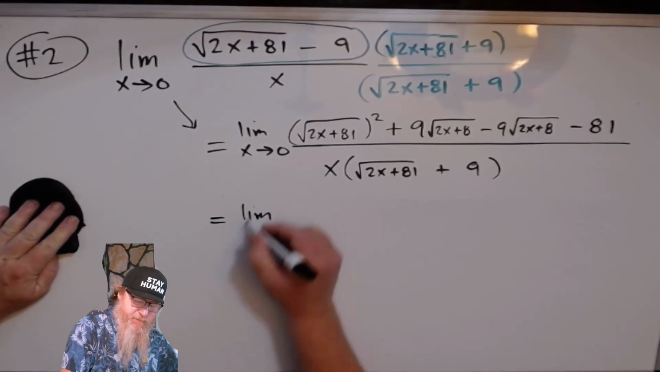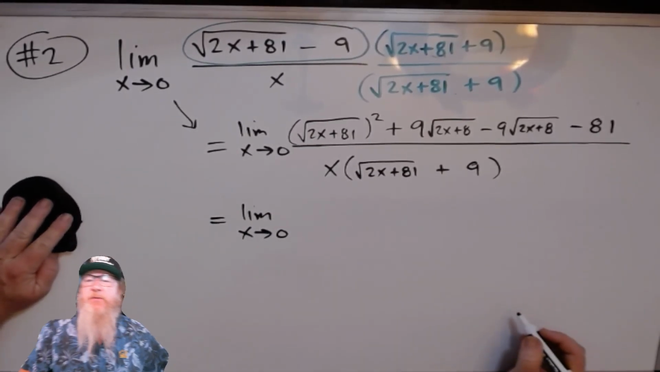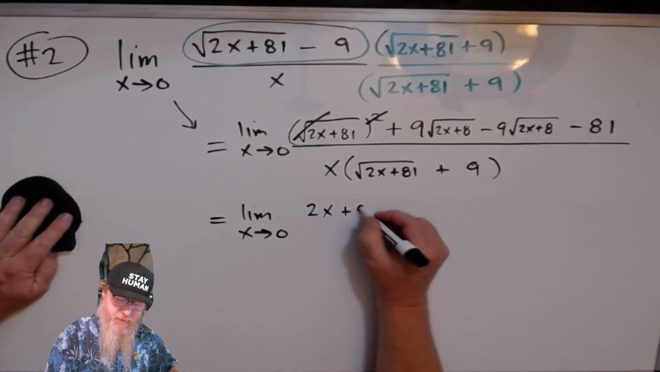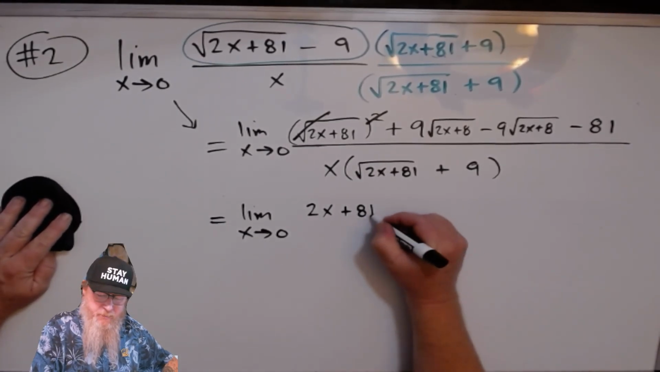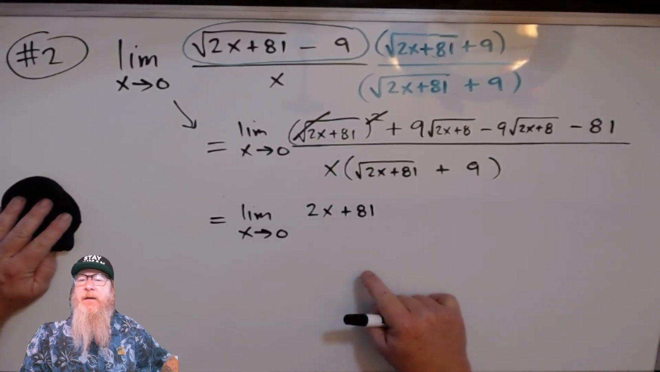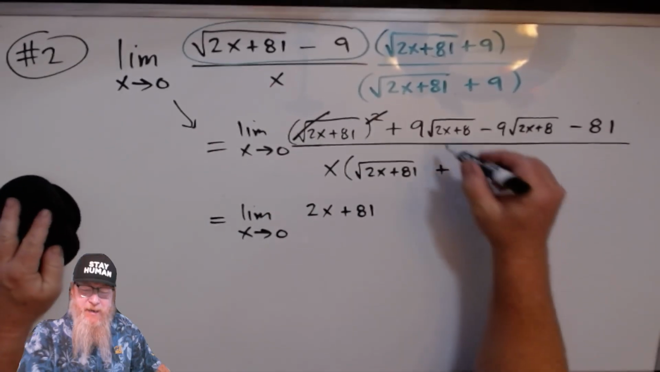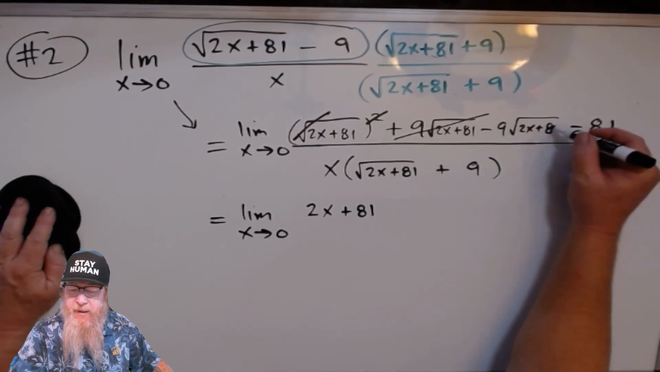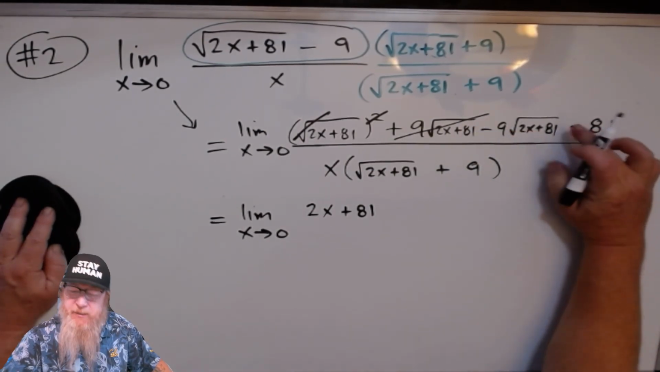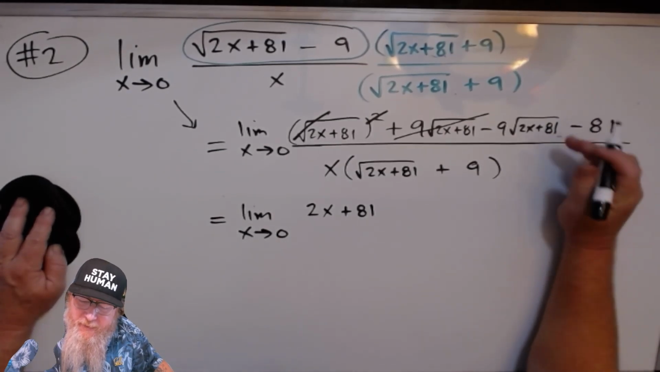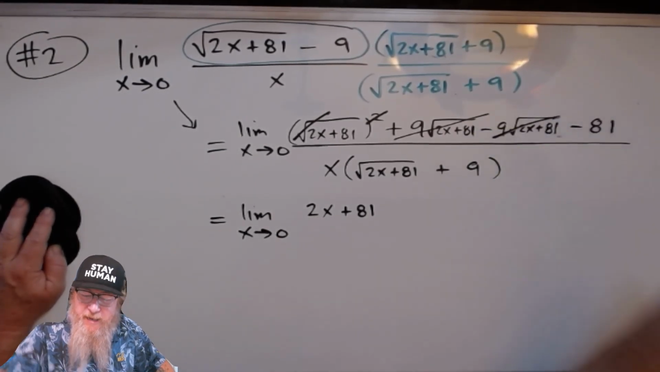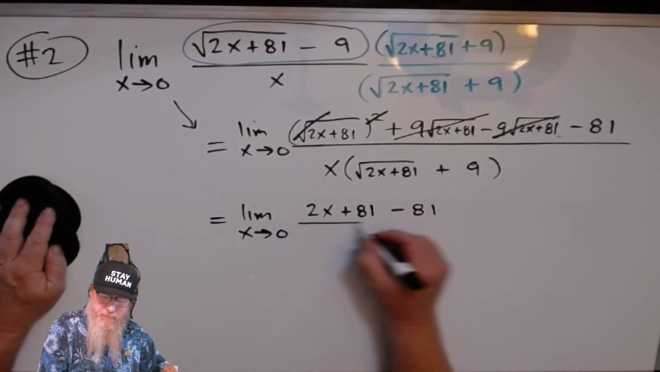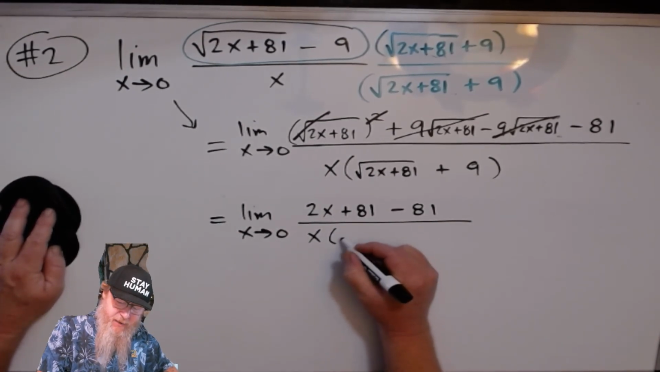So I have the limit as x approaches 0. I'm going to cancel the square root and the square, leaving 2x plus 81. I could put that in parentheses, but I don't need it. I'm going to cancel the positive 9 square root 2x plus 81 and the negative 9 square root 2x plus 81. I almost lost my 81 there. They're going to cancel out anyway. So those are gone. And then I just have my negative 81. So my patience has paid off.